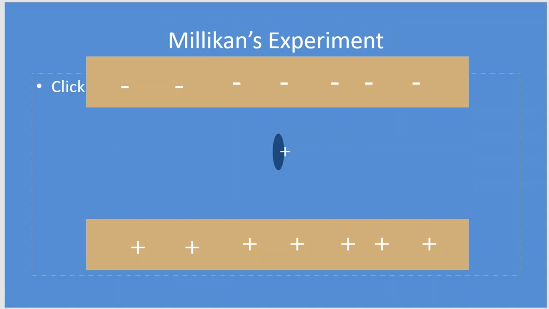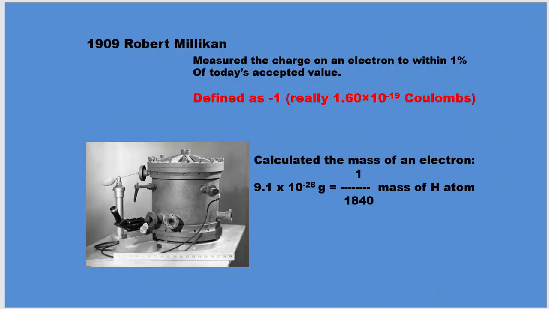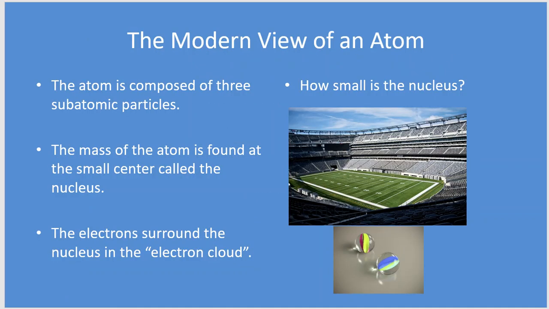So you don't really need to know too much about the oil drop experiment, but just put the names together. All right. So we define the charge of an electron as -1, but what it really is in coulombs is 1.609 times 10 to the -19 coulombs. And he was within 1% of the accepted value from his oil drop experiment, which is pretty impressive.